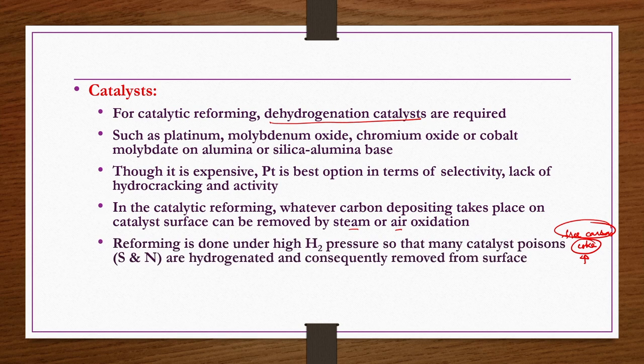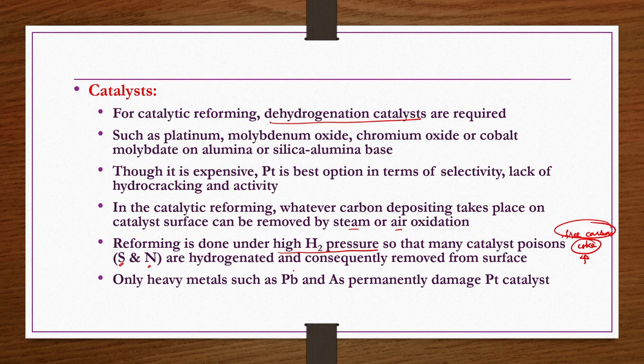There may also be some poisons like sulfur and nitrogen in the naphtha or feedstock. So what you have to do is carry out the reforming under high hydrogen pressure so that these will be converted into hydrogen sulfide or amine kind of components, which may be easily separated. However, if the feedstock has lead or arsenic kind of metals, they will permanently damage the platinum catalyst. You have to make sure that such metals are completely absent from the feedstock, because the platinum catalyst can be permanently deactivated by impurities like lead and arsenic.